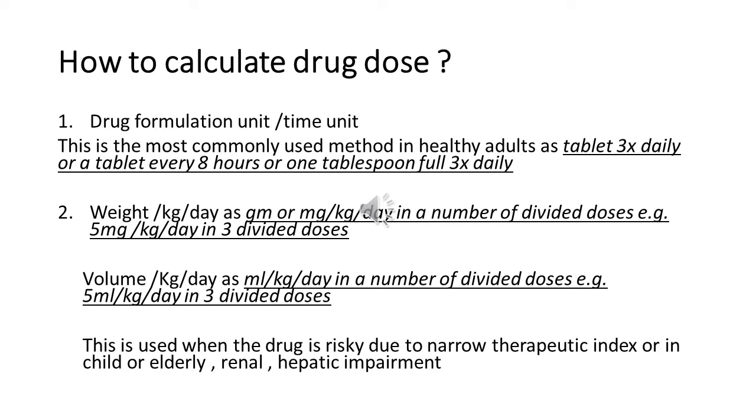This is used when a drug is risky due to a narrow therapeutic index, or in a child or elderly patient, or in renal or hepatic impairment. The per kg calculation is usually for such situations, if the drug has a narrow therapeutic index, or in cases like child or elderly and so on.